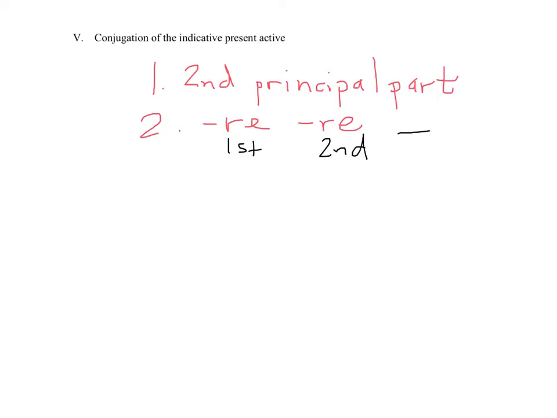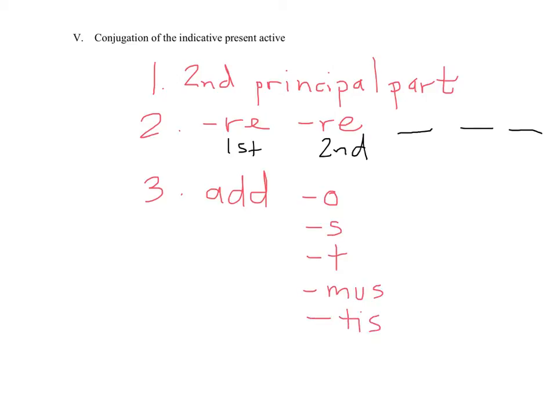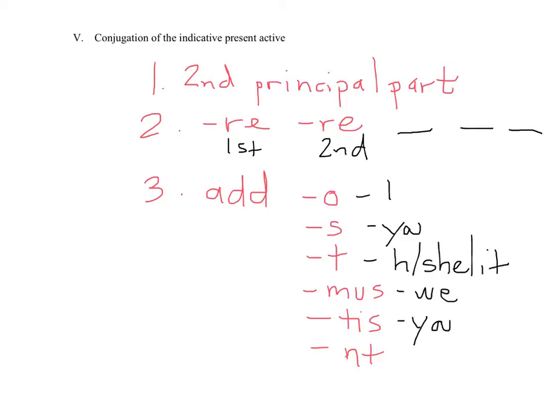This is the pattern. It'll change in the third, third I, and fourth conjugations, which you haven't learned yet. And that's why I'm writing it out twice. After you drop the RE, you add the primary active personal suffixes, which are O, S, T, mus, tis, and NT. These represent the personal pronouns I, you singular, he, she, and it, we, you plural, or you all, and they.